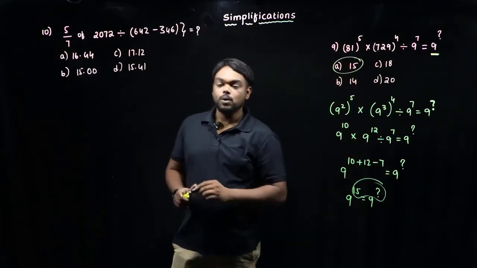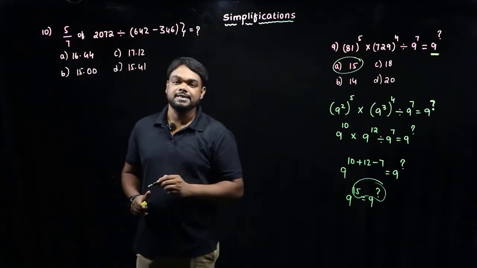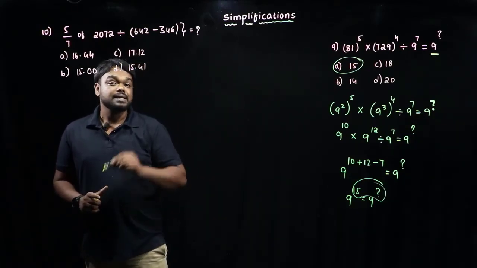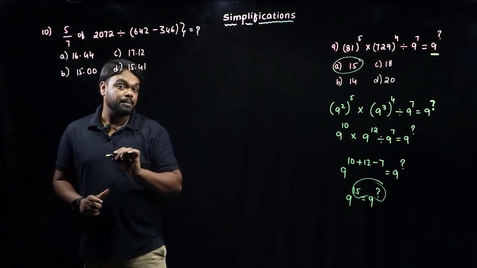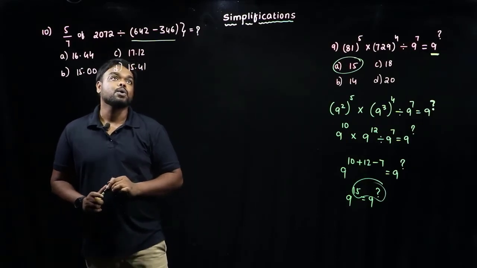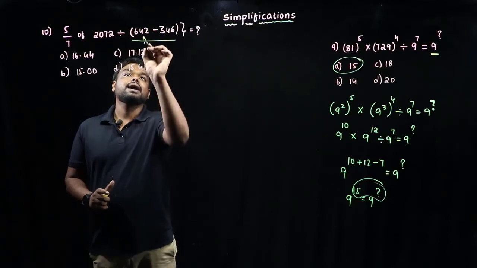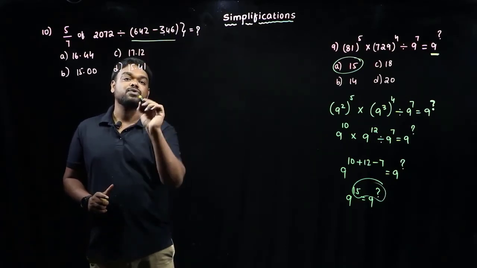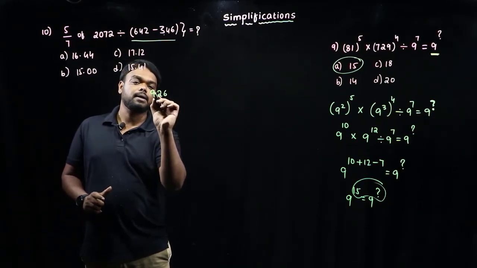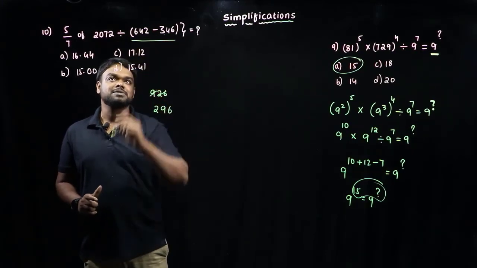A final question. What do we have? 5 by 7 of 2072 divided by 642 minus 346 equal to question mark, right? Again, a lot of BODMAS rules. BODMAS starting with B. So first we deal with the brackets, means we have to deal with this part. What happens here? If I subtract 346 from 642, that will be 296.